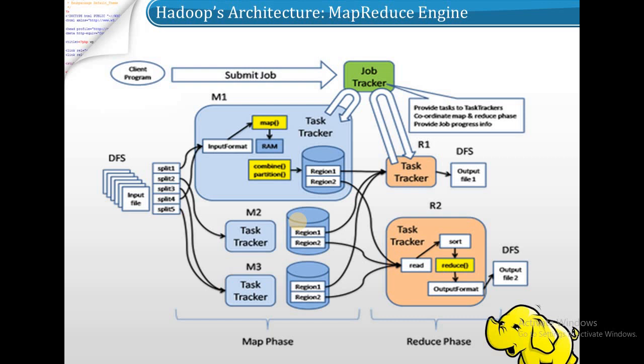Then the MapReduce layer. MapReduce comes into existence when the client application submits the MapReduce job to the job tracker. In response, the job tracker sends a request to the appropriate task tracker. Sometimes the task tracker fails or times out. In such a case, that part of the job is rescheduled.